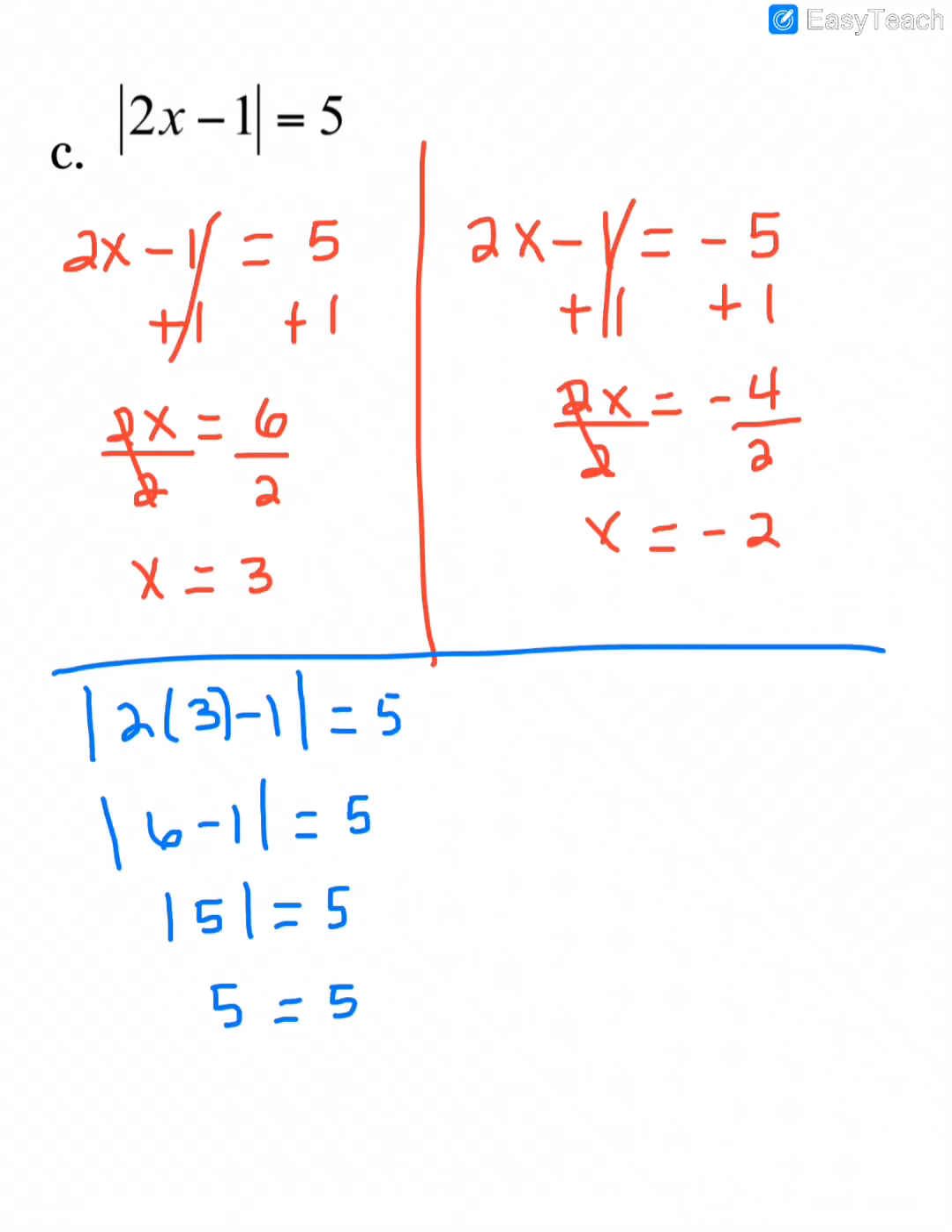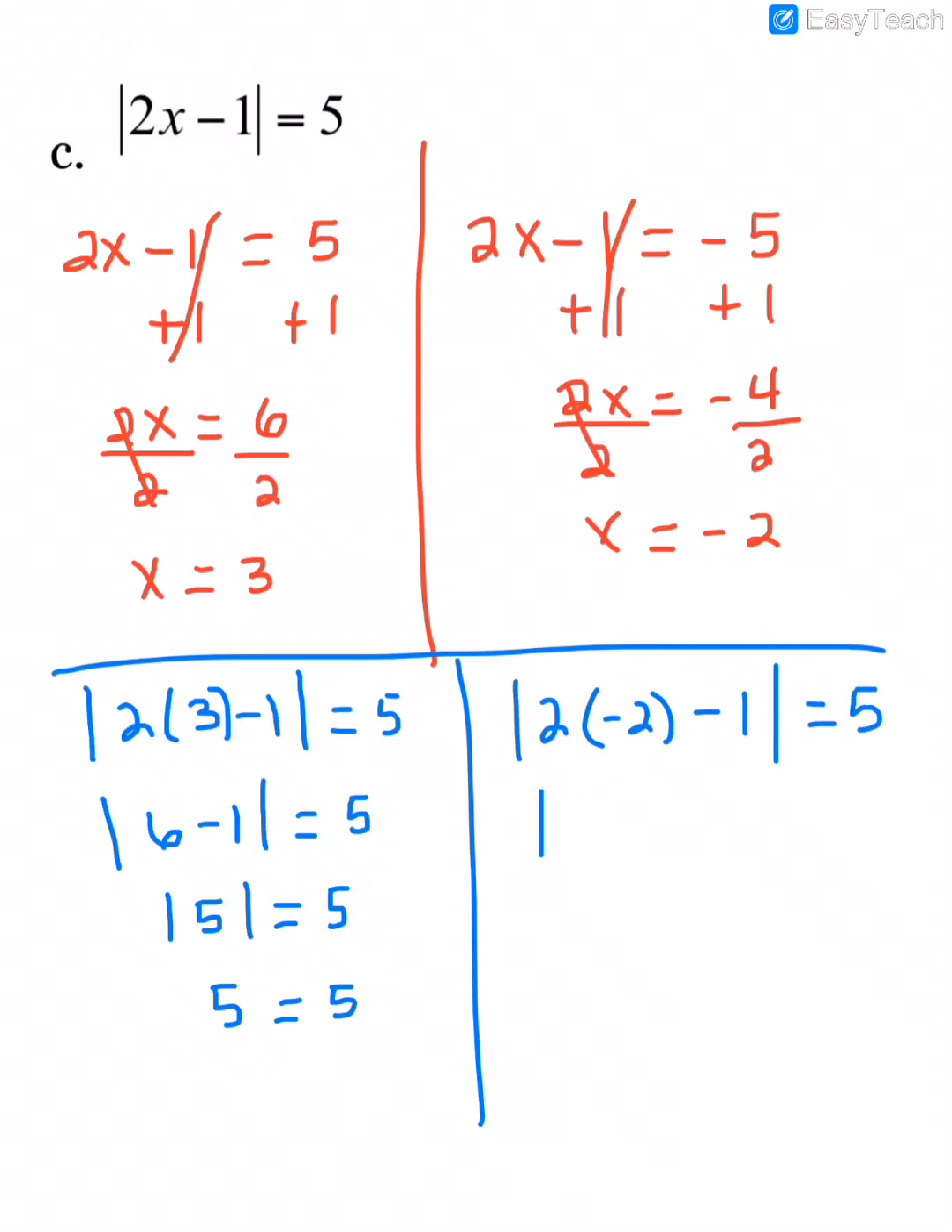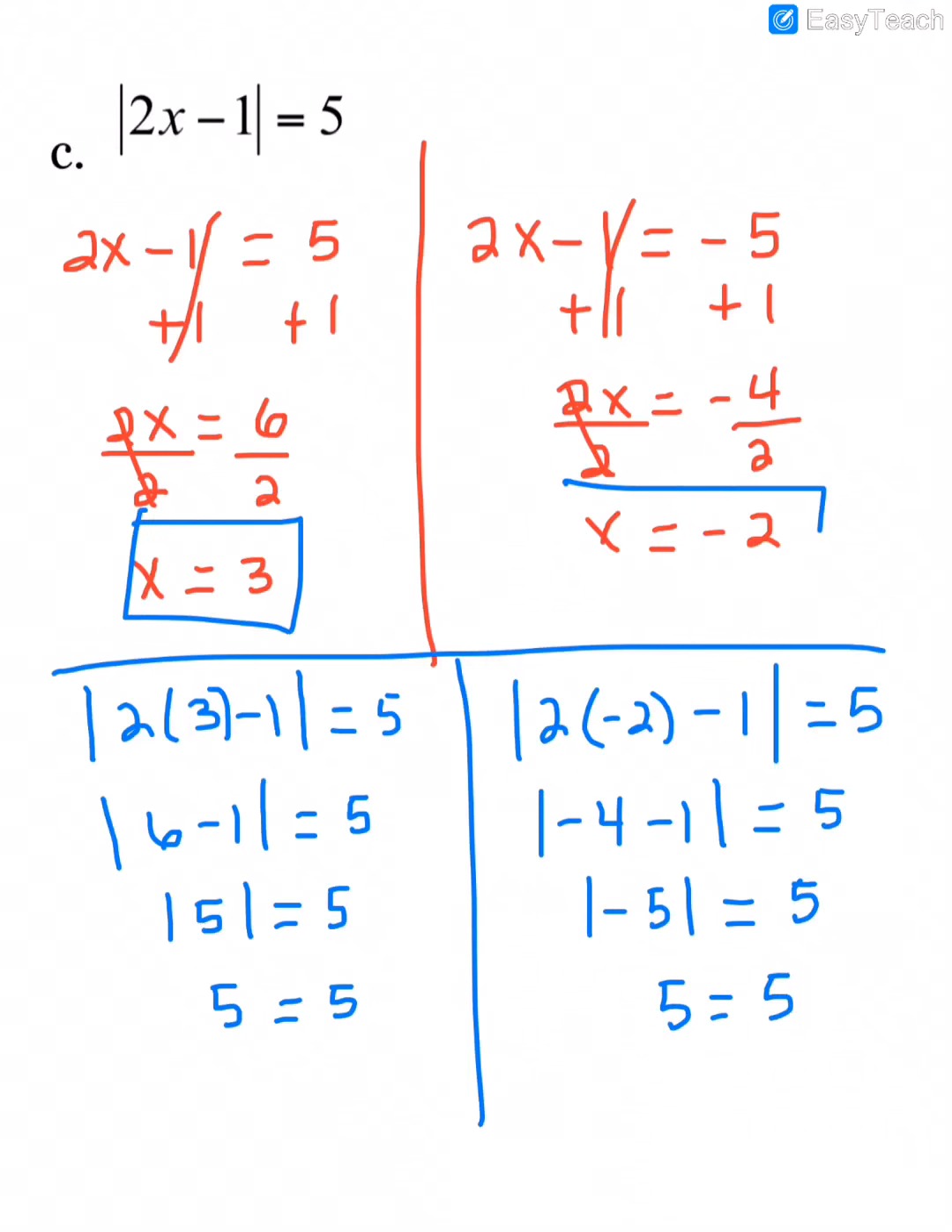All right, so then for the other side, if I plug in negative 2, the absolute value of 2 times negative 2 minus 1 equals 5. 2 times negative 2 is negative 4. Negative 4 minus 1 is negative 5. But what is the absolute value of negative 5? It's 5. So both of these solutions work.